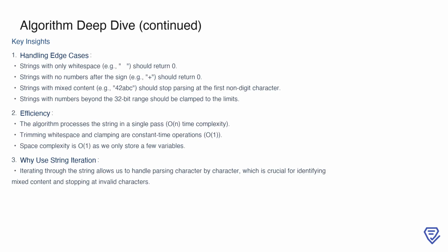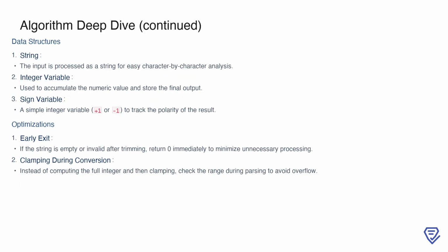In terms of efficiency, this algorithm processes the string in a single pass, giving it a time complexity of O(n). Operations like trimming whitespace and clamping are constant time, O(1). The space complexity is also O(1), since we use only a few variables to store intermediate results. Iterating over the string character by character is critical because it allows us to handle mixed content and invalid characters seamlessly.